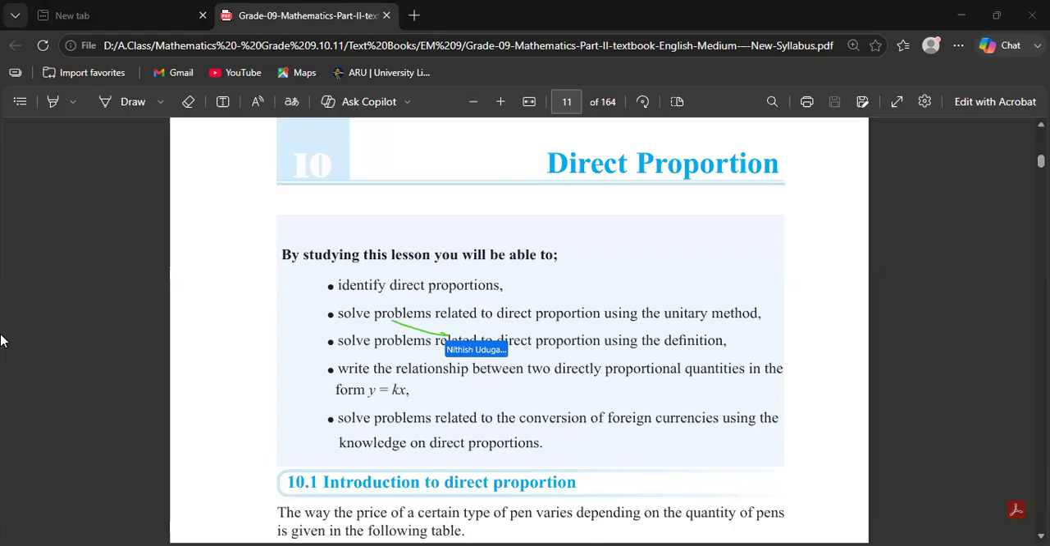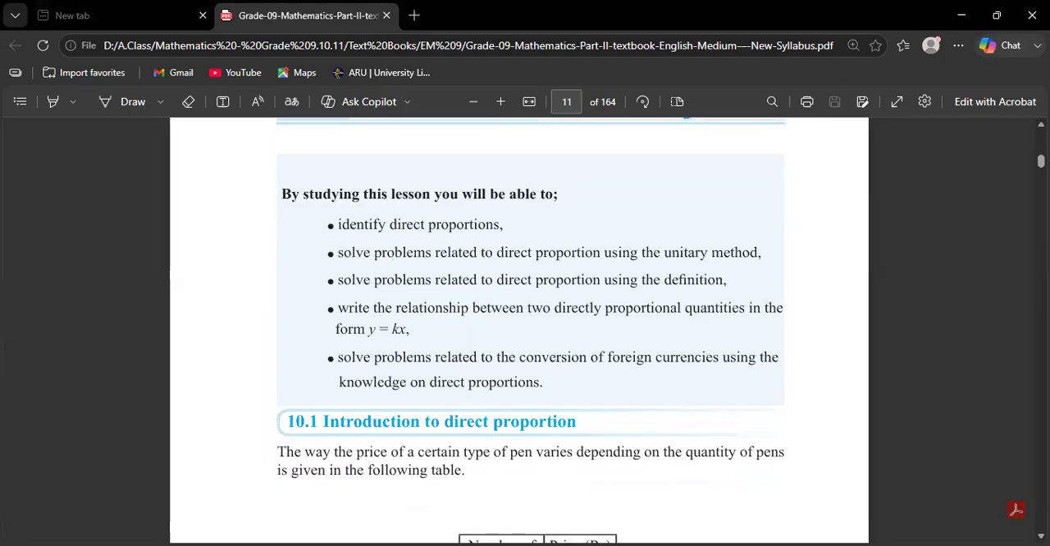Okay. Nitish, at this moment the screen is mine. After the class I'll give you the screen to draw something.